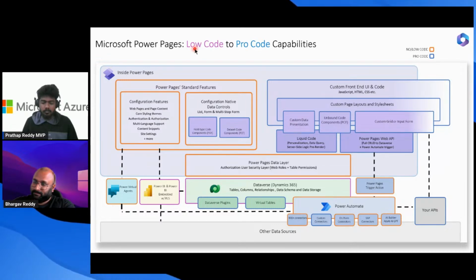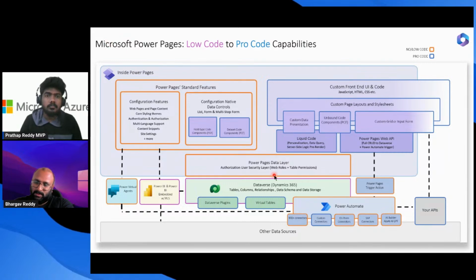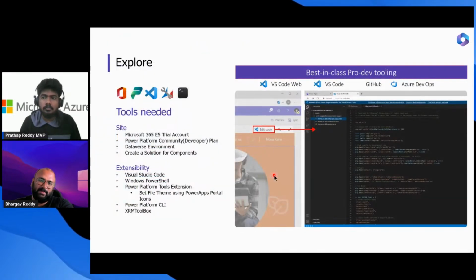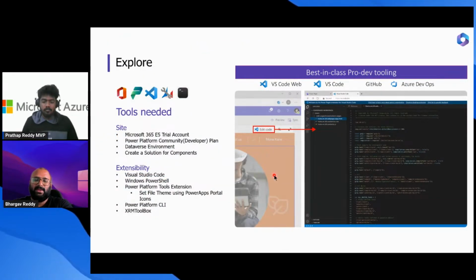Let's come to the next part, which is some of the basic tools that you might require. An E3 or an E5 trial account, and you can plug in your Power Platform community developer plan. Having a database environment to work in, like a container, is definitely required, and a sub-container, more like a best practice that you utilize even from the Power Apps world, which is to create a solution for all your components.